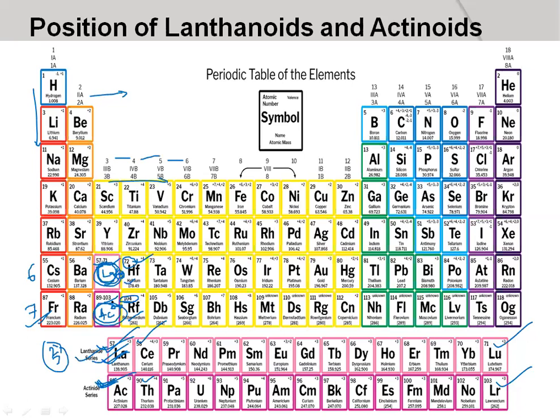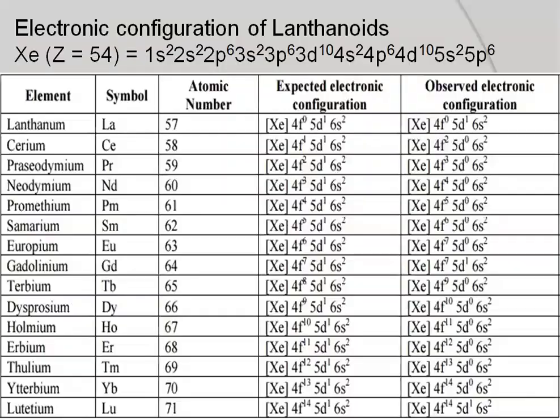Okay, I hope it is clear to all of you what the position is. It is third group, 6th period in case of lanthanide, and in case of actinide it is third group and 7th period. All the 15 elements in each series are placed in third group because they show similar physical and chemical properties. All the 14 elements are placed along with lanthanum. Fine.